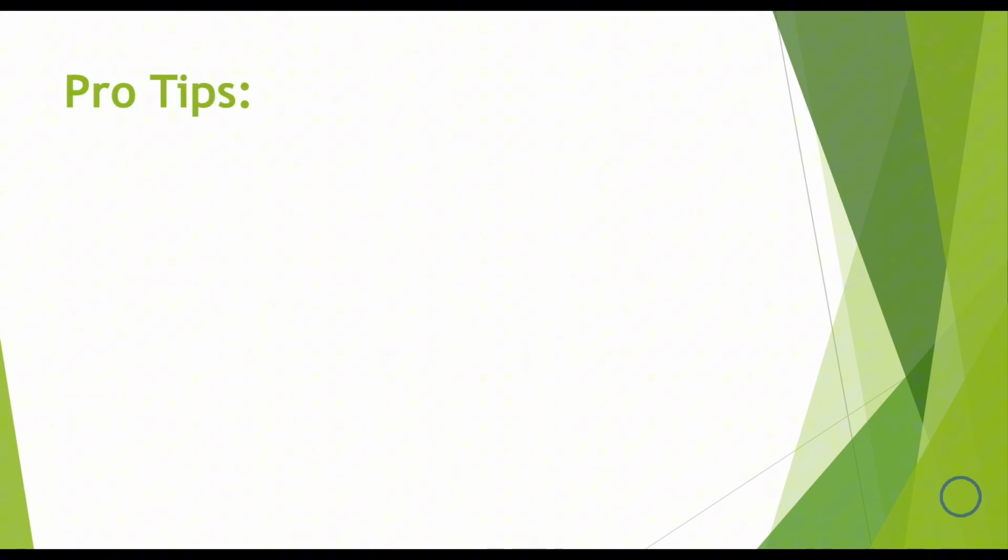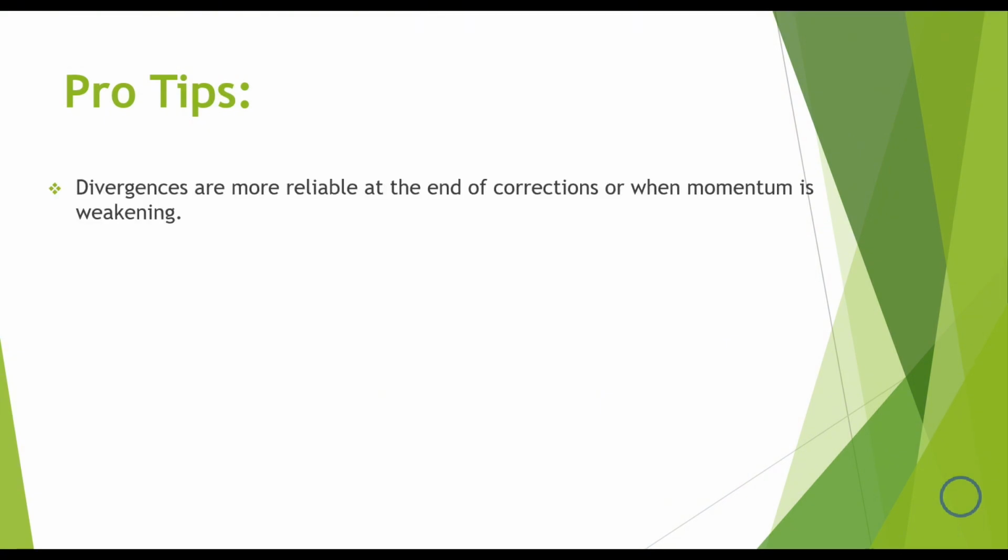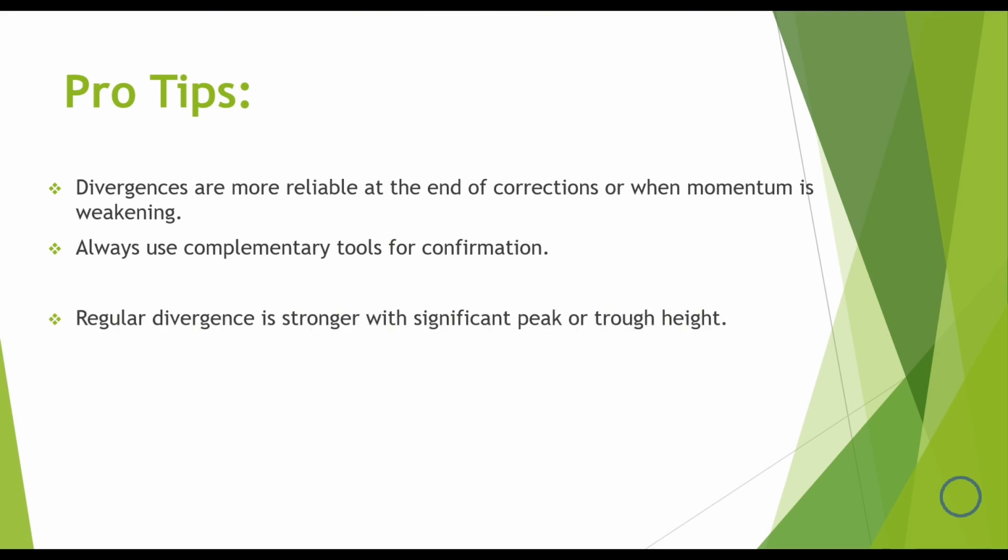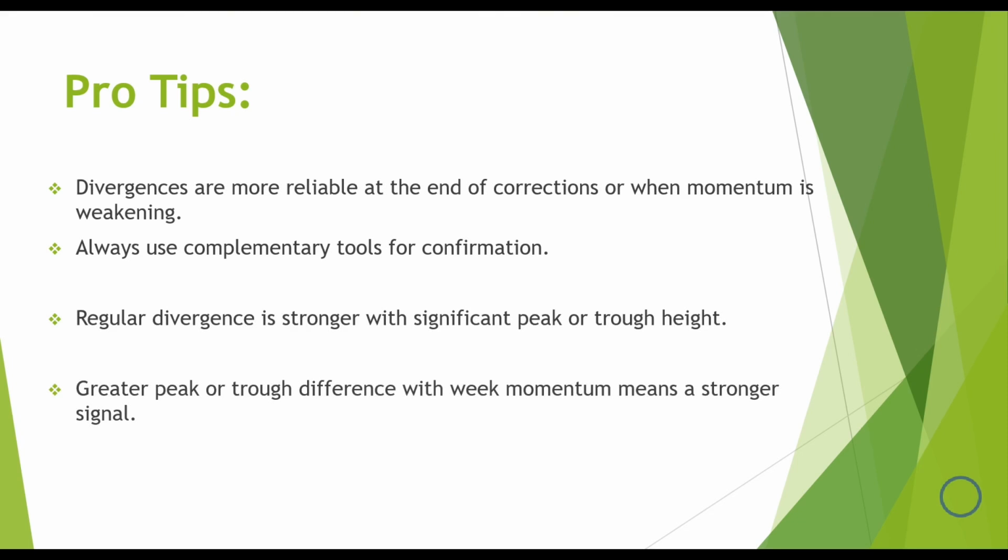For success in your analysis, keep these professional tips in mind. Divergences are more reliable at the end of corrections or when momentum is weakening. Always use complementary tools for confirmation. Regular divergence is stronger with significant peak or true height. Greater peak or true difference with weak momentum means a stronger signal.